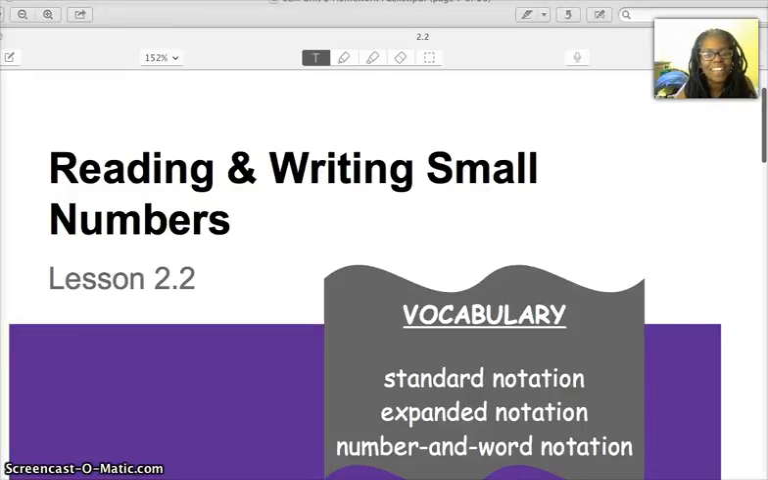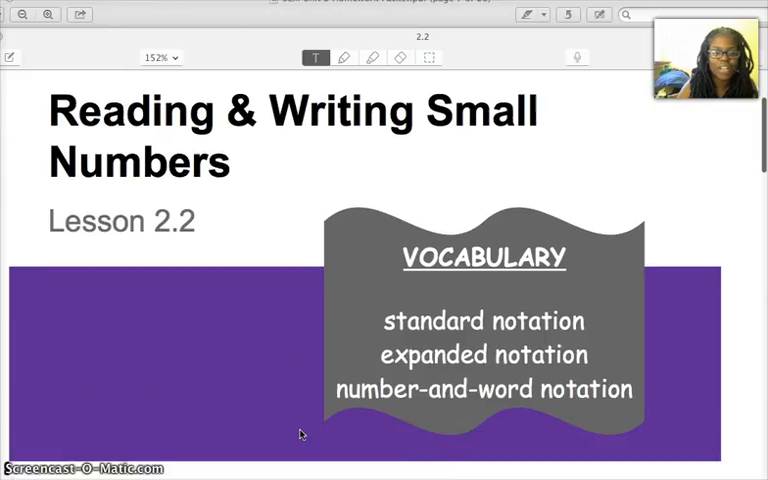Hey friends, we are looking at section 2.2, and what we're going to be talking about is writing small numbers. I know we started some of this yesterday, but we didn't get through everything, so let's take a look. Our vocabulary words are going to pretty much stay the same. We're still talking about standard notation, expanded notation, and also number and word notation.